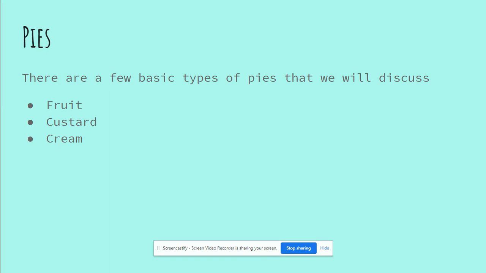So the three types of pies that we're going to focus on, these are the basic ones, are fruit pies, custard pies, and cream pies.